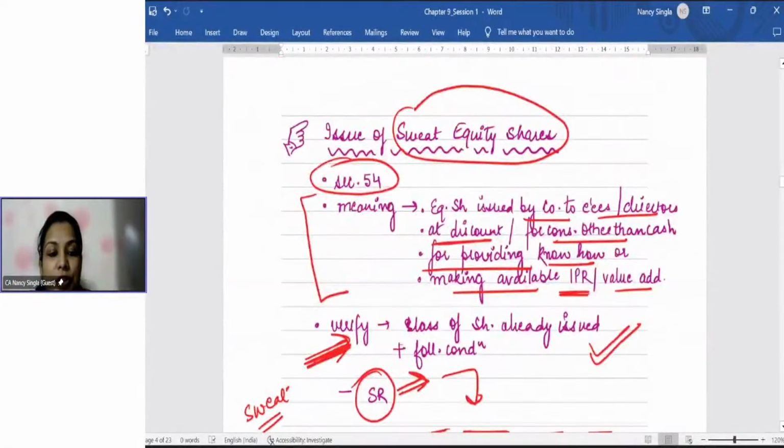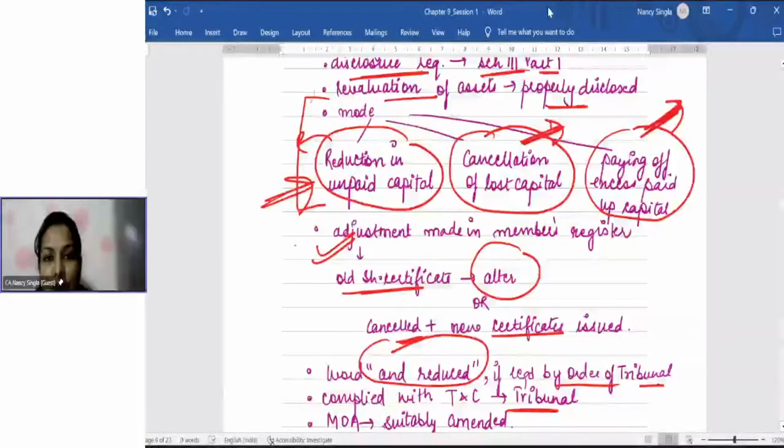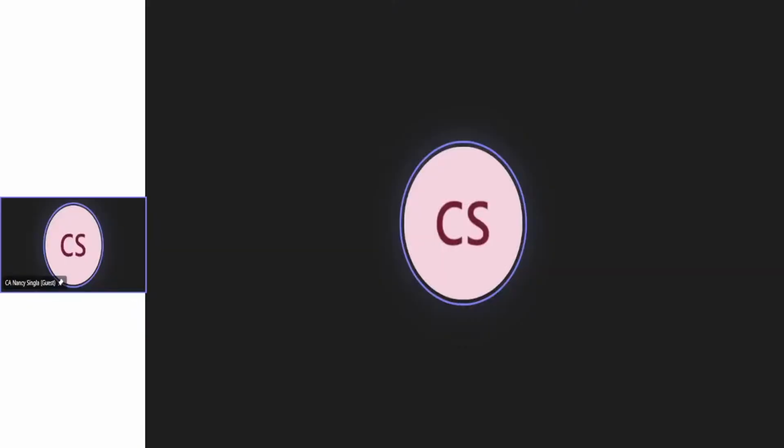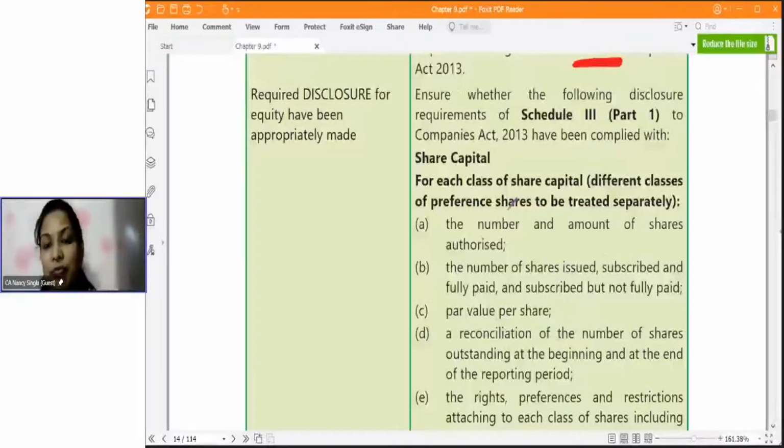So now with respect to the disclosure requirements, let us just go through the module. The disclosure requirements with respect to the balance sheet items are given in what? Part 1, Schedule 3, Part 1 to the Companies Act 2013. Okay?